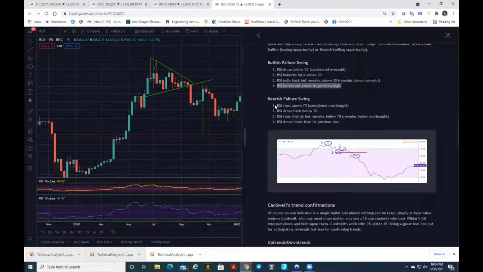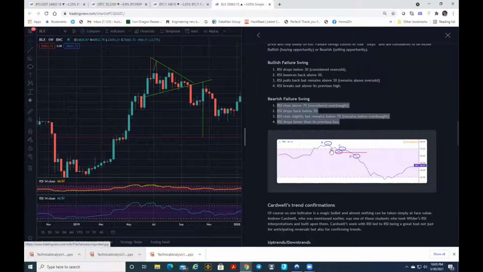Step 1, the RSI needs to rise above 70 and be considered overbought. Step 2, the RSI drops below 70 and becomes in a normal price range. Step 3, the RSI rises slightly but remains below 70, which remains below overbought. Step 4, the RSI drops lower than its previous low. So that's exactly what it's explaining right here, but on the bearish failure.